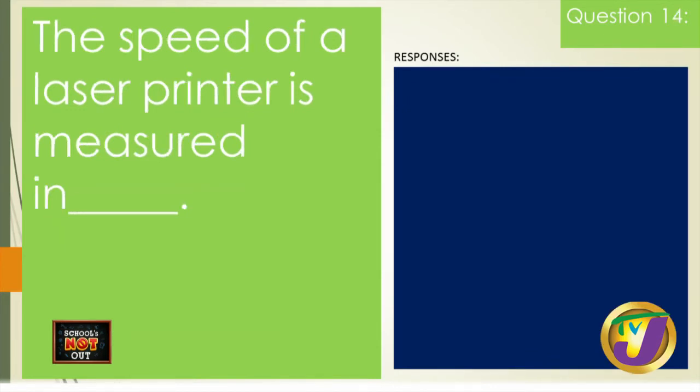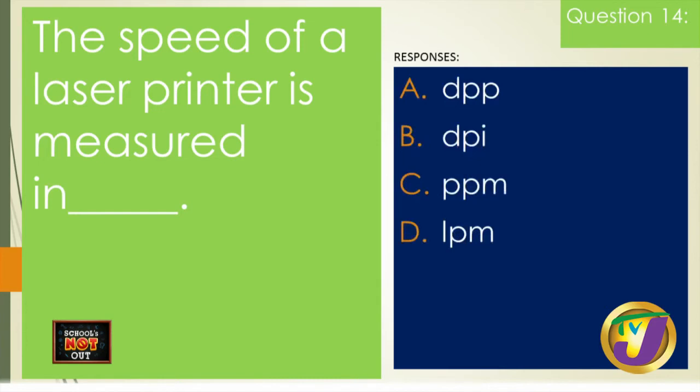Question 14. The speed of a laser printer is measured in. The first one is DPP, that's A. B, DPI. C, PPM. And D, LPM. Now, with this particular question, you have to know what these acronyms mean. If you don't, then you are up the creek without a paddle.